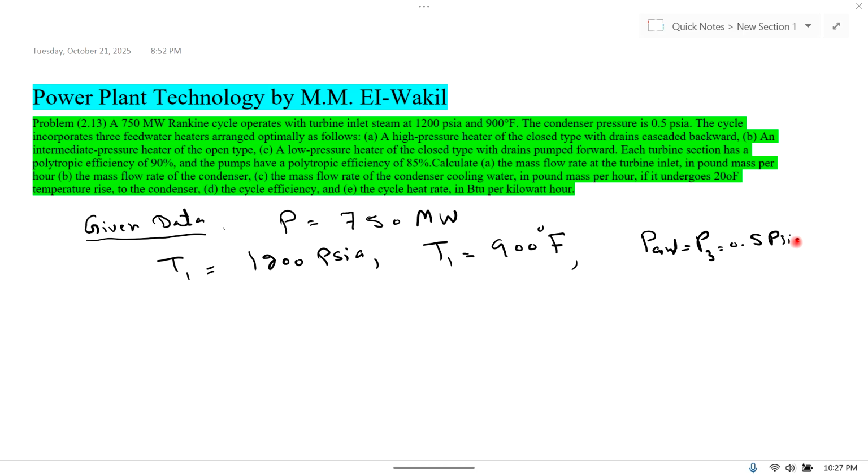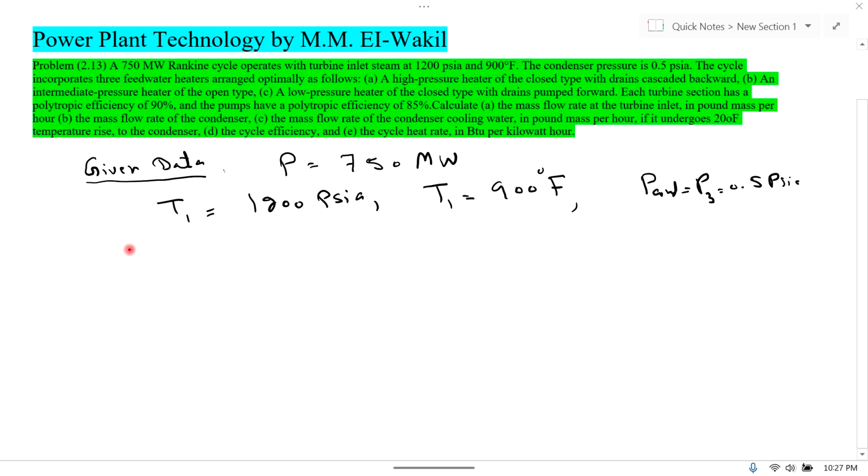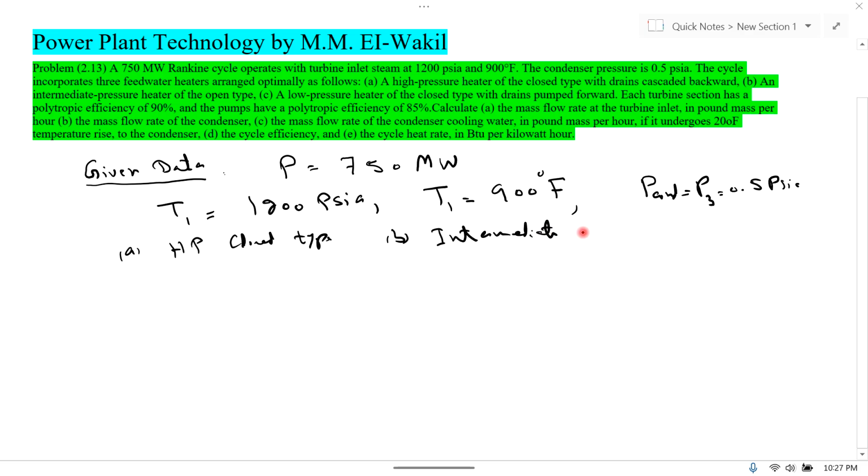The cycle incorporates three feedwater heaters arranged optimally. One is high pressure feedwater and closed type. Second is intermediate pressure with open type. Third is low pressure and closed type.